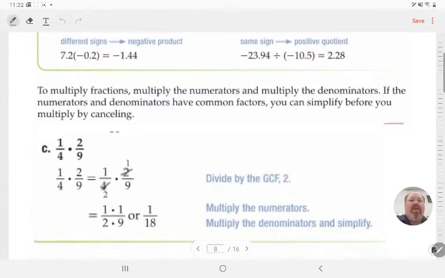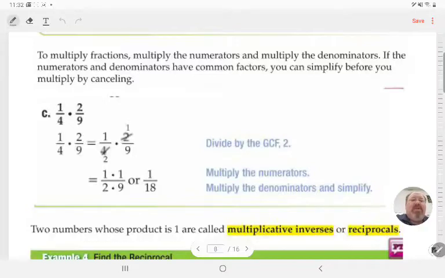Okay? All right. To multiply fractions, you multiply the numerators and multiply the denominators. If the numerator and denominators have common factors, you can simplify before you multiply by canceling. So what they're talking about here is I have 1/4 times 2/9. 2 goes into 2 one time, 4 goes into 2 two times, and now I just multiply across and I get 1 over 18. If I multiplied it out before simplifying, I would end up with 2/36, and then I have to simplify and get 1/18. So sometimes it's easier to simplify during the problem.